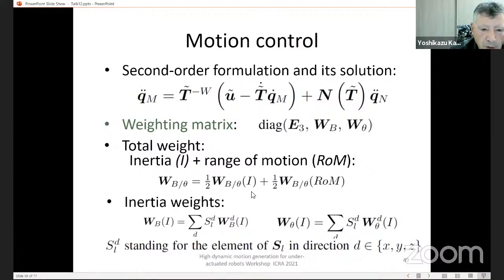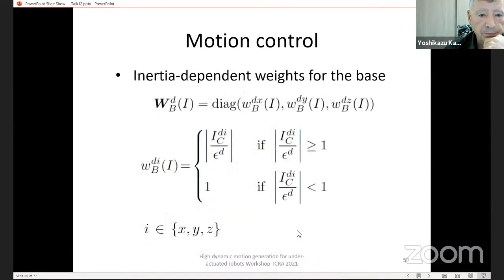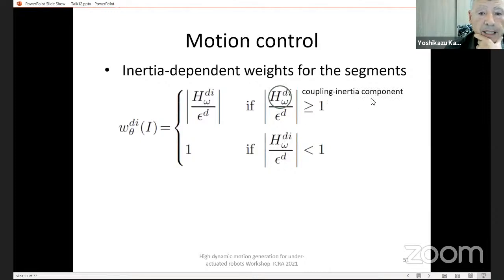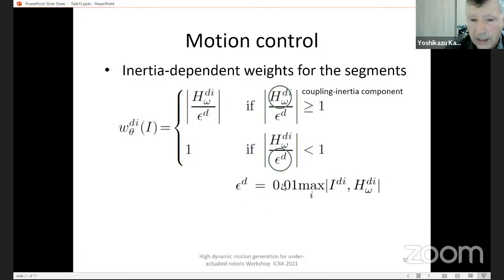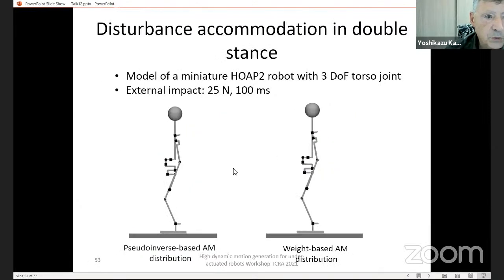So we use two components for the weights. One is inertia-based, and one is range of motion-based, joint limit-based. We can combine them, superimpose them, by using appropriate settings with CRB inertia components for the base and components from the complex inertia components. And we use a threshold, which is determined like this, where this constant is empirically determined. So we have this type of motion.